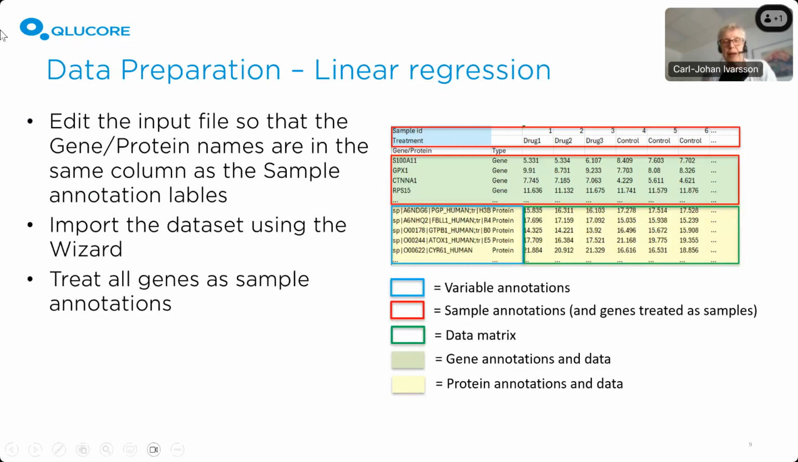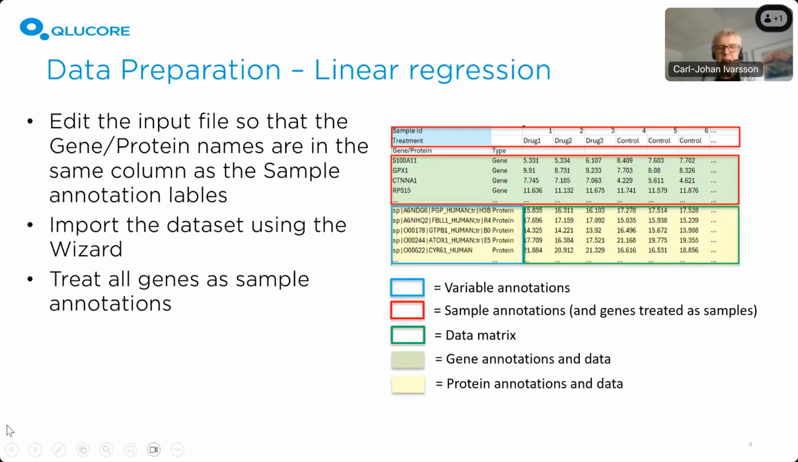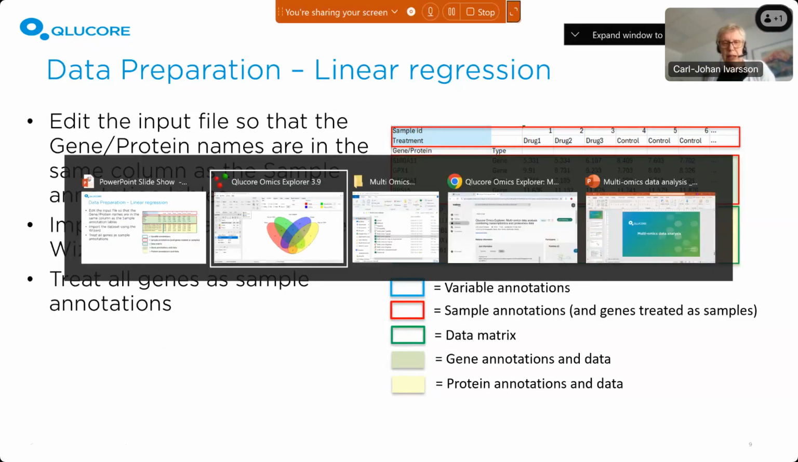So we need to prepare our data a little bit again before we start. You need to edit the input file so that the gene and protein names are in the same column as the sample annotation labels. So everything needs to be in the same column. And then we import the data set using the wizard, and here then we will treat, in this example, all genes as sample annotations. So let's have a look at this data set as well.